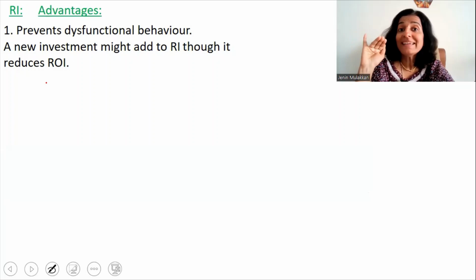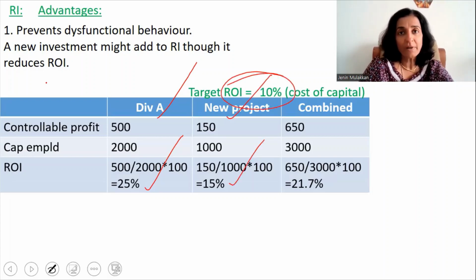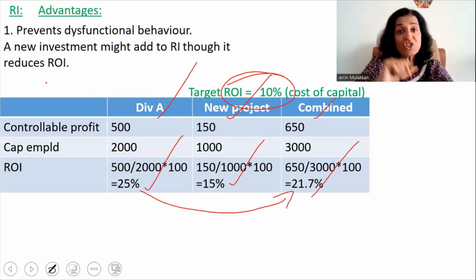Now you would remember the example that I had cited as a disadvantage for ROI. I will just refresh your memory. Division A existing ROI was 25%. The new project's ROI is 15%. Though it is greater than the cost of capital of 10%, even then the combined ROI will be 21.7% only. Because of this drop, since the bonus of the divisional manager is getting affected, the divisional manager will reject the new project. This was a disadvantage of ROI.